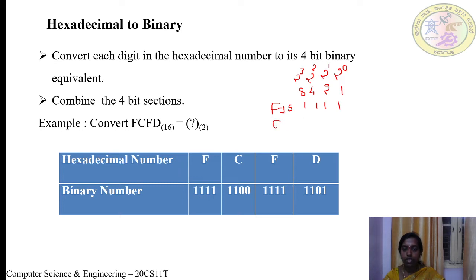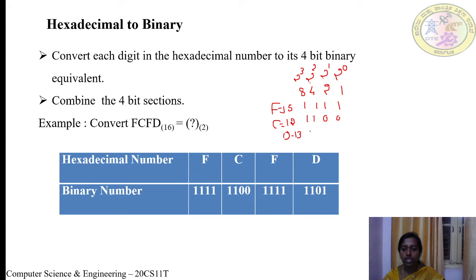Next we move on to the value C, which is equal to 12. That is, 8 and 4 are made as 1, 1, and the positions of 2 and 1 are written as 0, 0. So 8 plus 4 is 12. Again, value 15 is already written. Next we go on to the value D, which is 13.